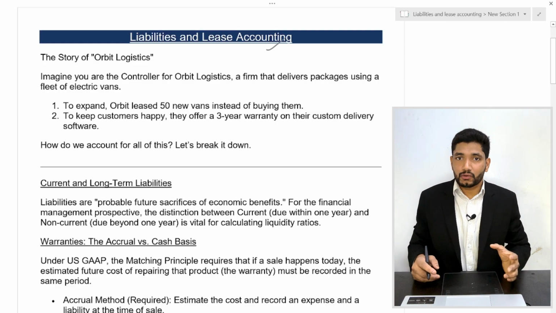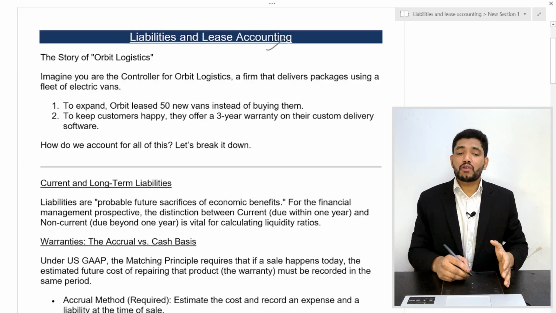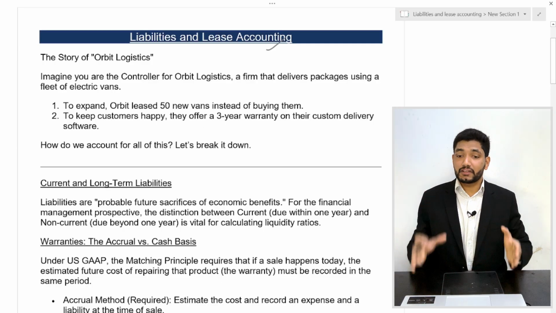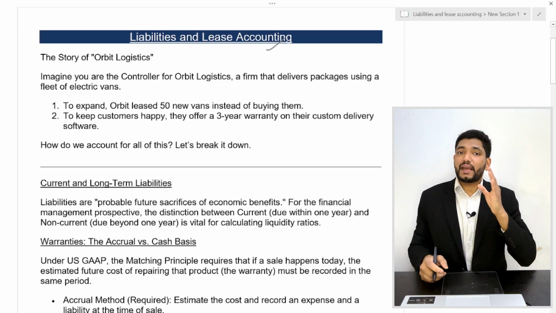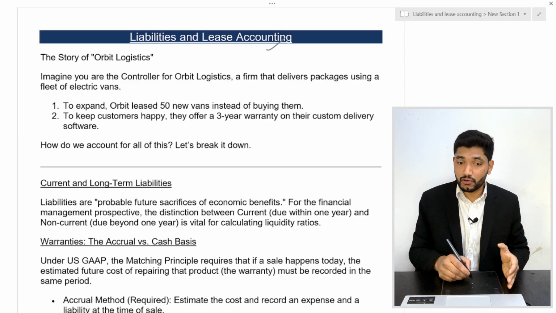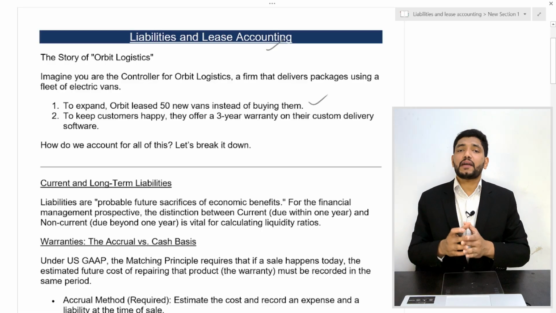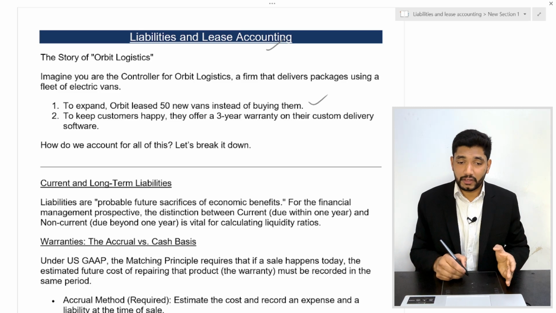Before directly going to topics, let's start with a case. Imagine you are working in a company called Orbit Logistics, a firm that delivers packages using a fleet of electronic vans. To expand your company, Orbit leased 50 new vans instead of buying them. The second thing, to keep customers happy, they offer a 3-year warranty on their custom delivery software.